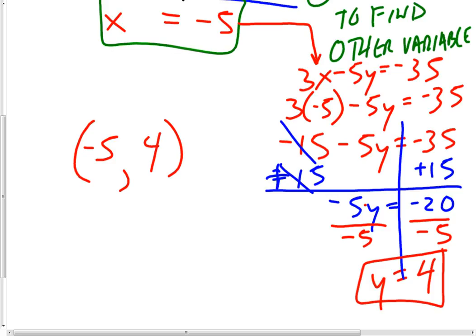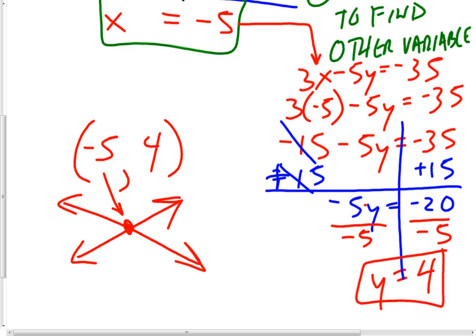What does this mean on a graph? If I were to graph these, if I graphed it, the lines would intersect at a point, and the point would be negative 5, 4. It means that they're not parallel lines.